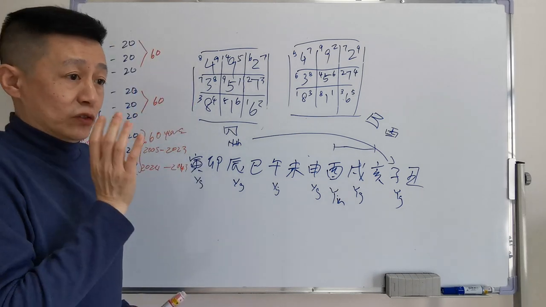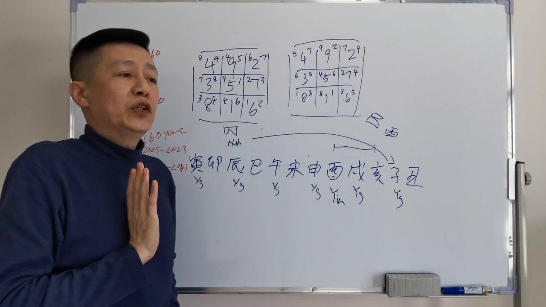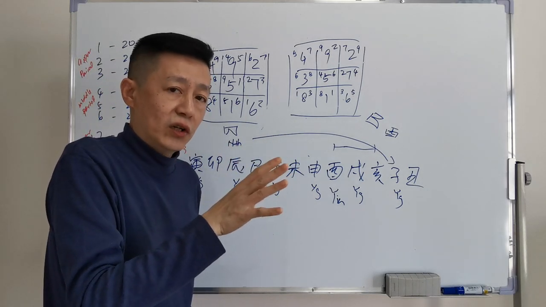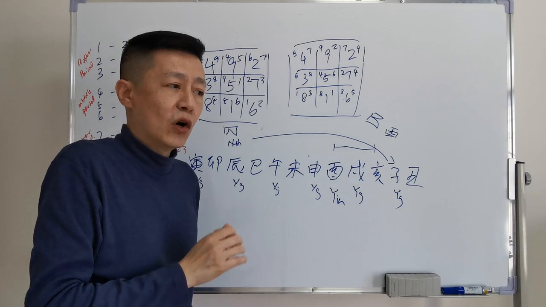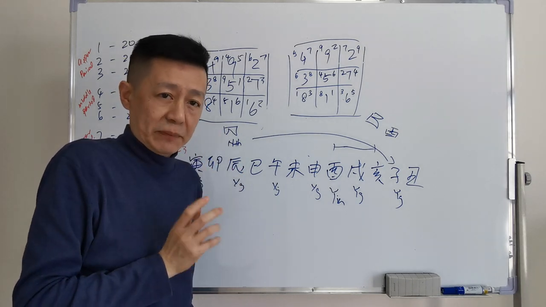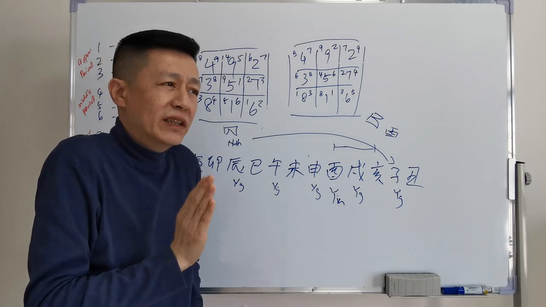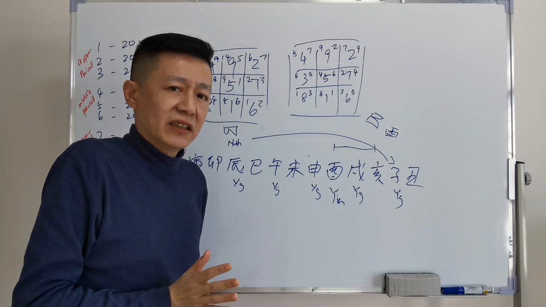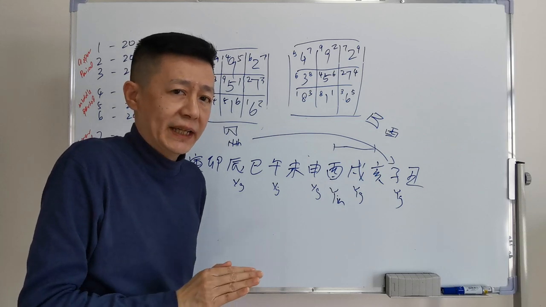Okay, remember, only when the person lives in the house or occupies the place does the flying star reading take place. If there's no one living there, there's no interaction, right? Everything will be okay.